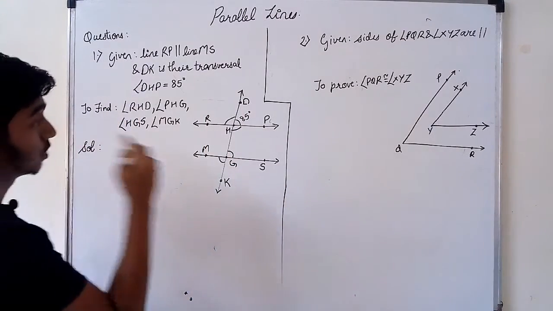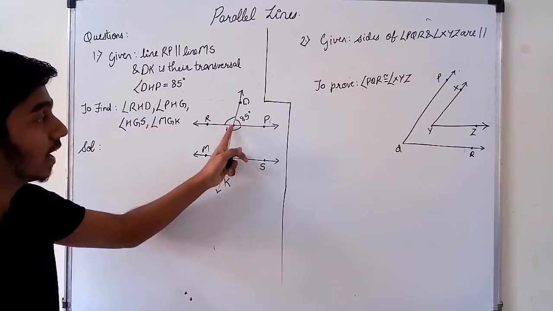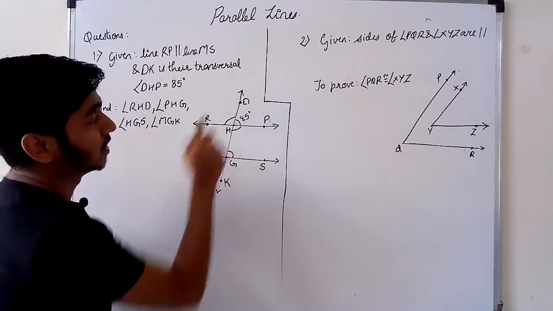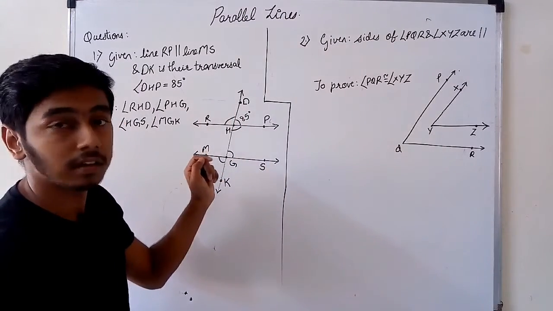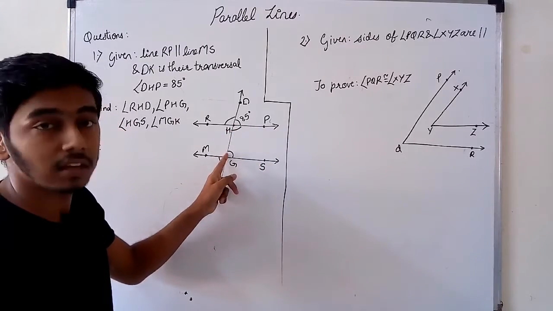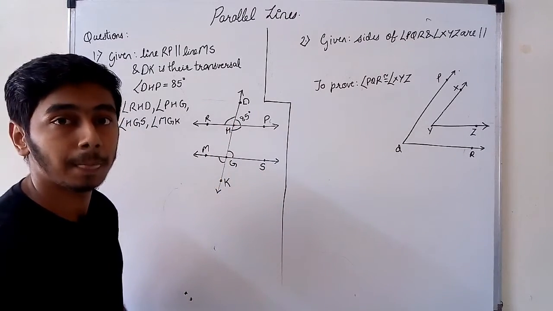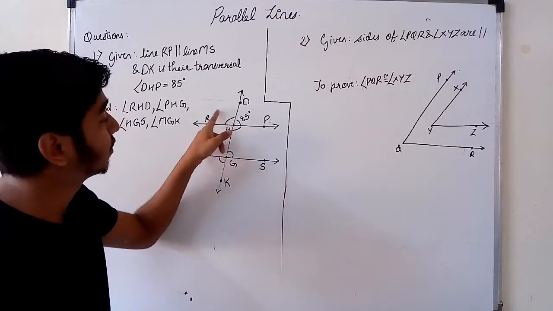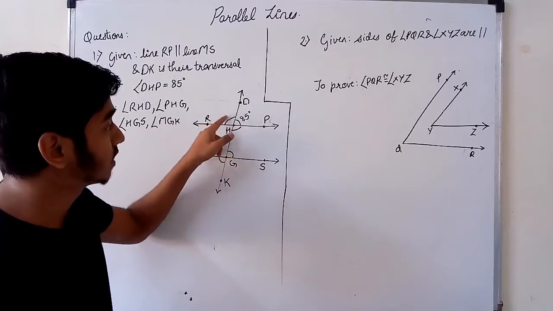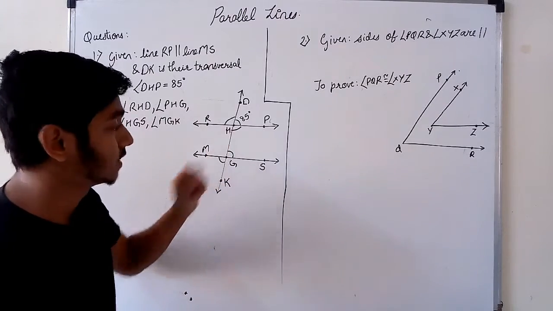Let's see how to find. Let's find any of these, DHP and HGS. If I tell you orally right now, you can find RHD using angles in linear pair, correct? Or you can find DHP and GHP, or PHG. These 2 angles are also in linear pair, so you can find this also, correct? Or after finding RHD, you can say that vertically opposite angles are congruent, therefore this RHD is congruent to PHG, correct?